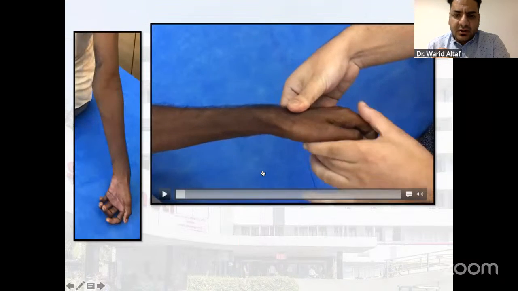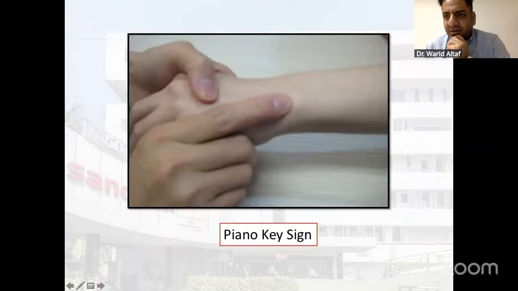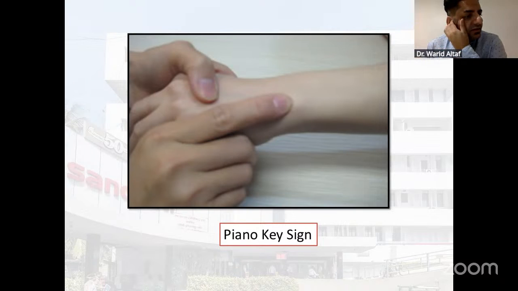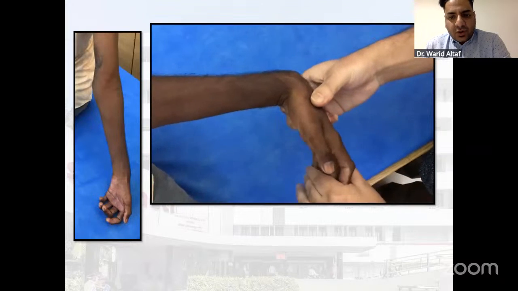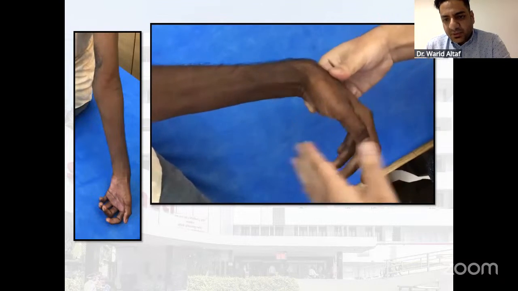Piano key sign is something seen when there is a DRUJ injury, which may include, of course, the TFCC tear, and also some amount of DRUJ is involved, and you can get a ballottement, which is very much seen clinically, and that is known as a piano key sign. And I'm sure all of you must be knowing what this particular test is.